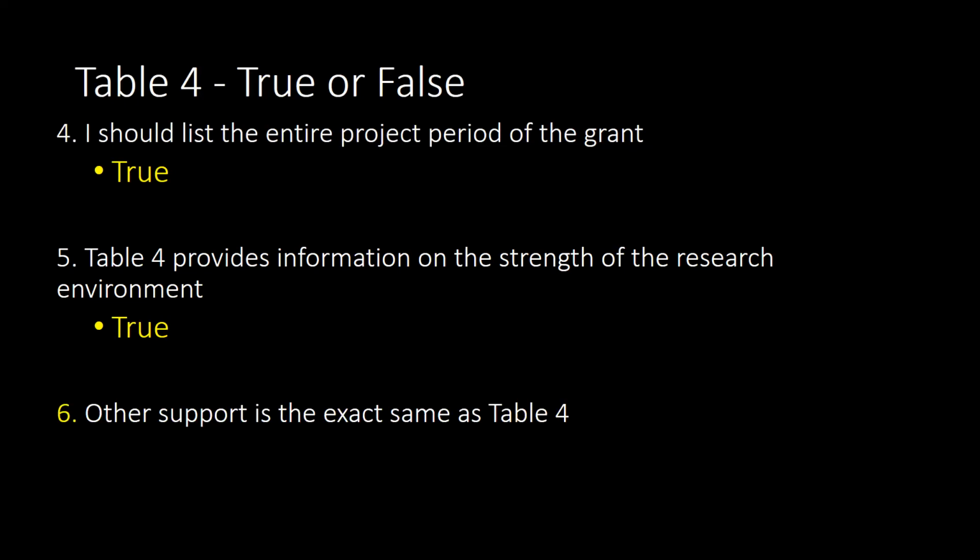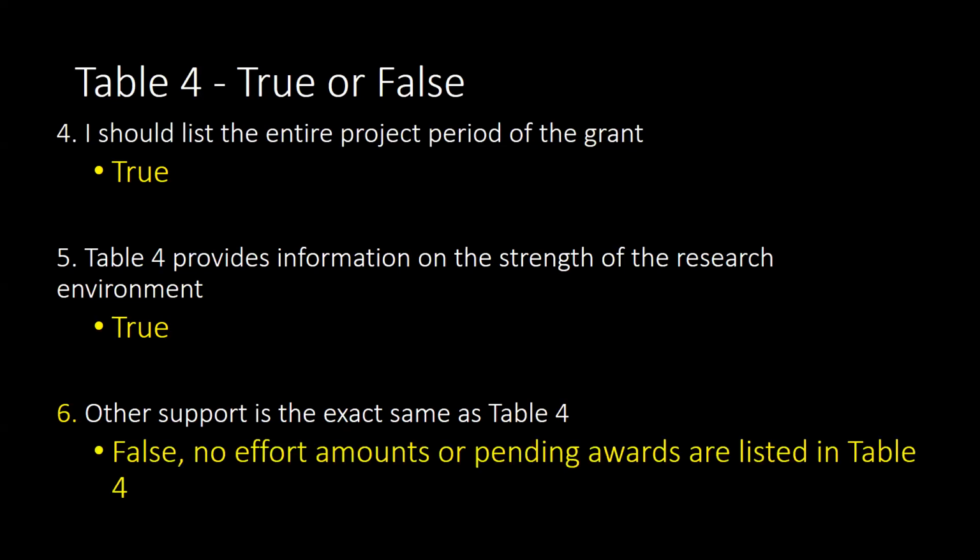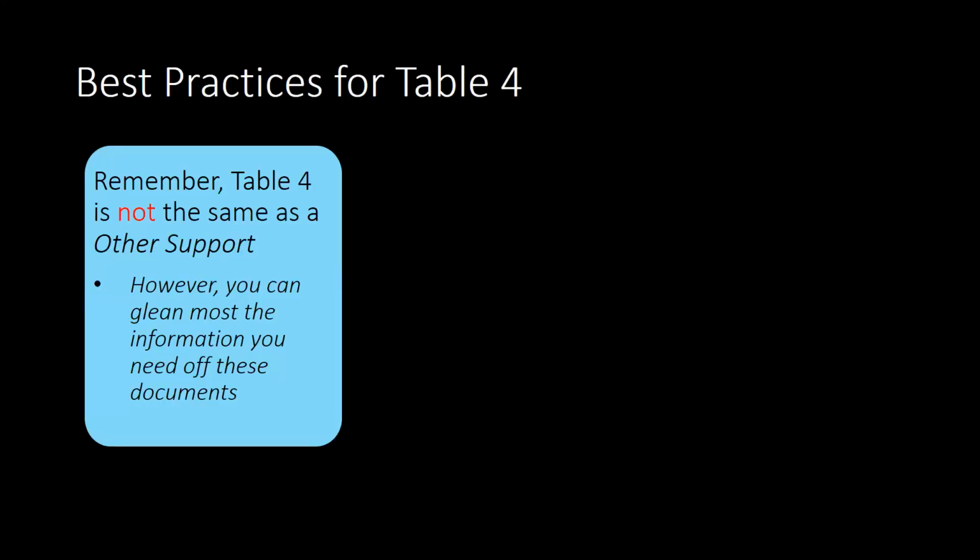And then this is one that catches people up. Other support is the exact same as Table 4. No, because there's no effort amounts and there's no pending awards, and that lists total costs, total project costs, and ours only lists current annual direct costs. So again, that's an easy one to confuse. A lot of PIs get confused when they're answering that email, responding to you with, here's my other support document, which isn't quite the same, but you can get a lot of information off of that. It's just not going to be your annual direct costs.